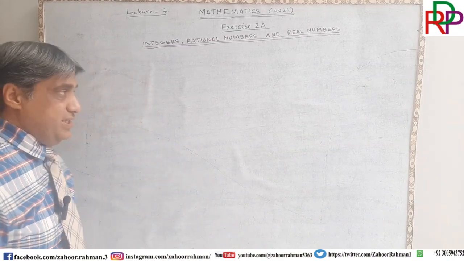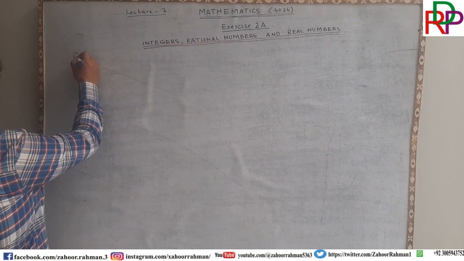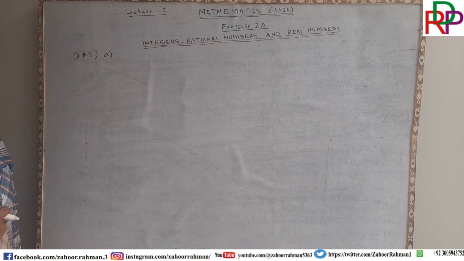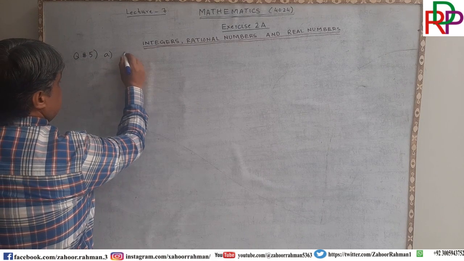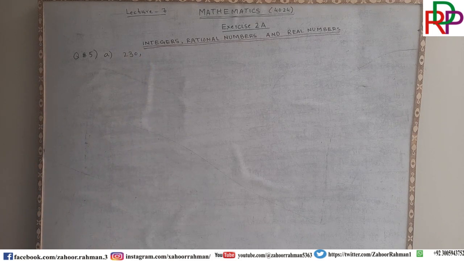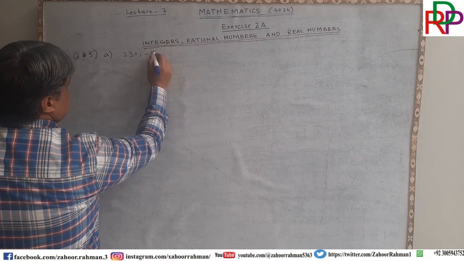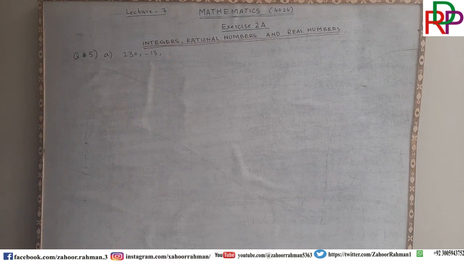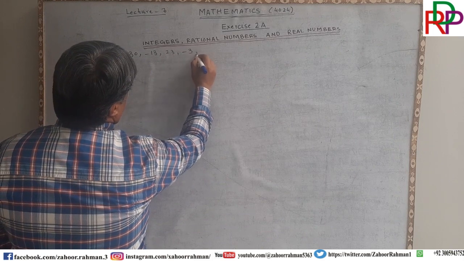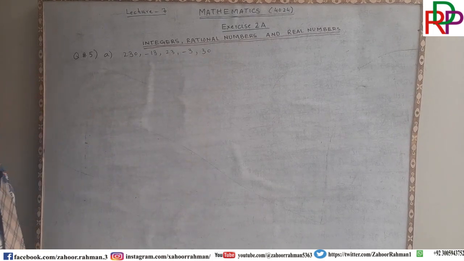Okay, question number 5. In part A, they have given us mixed numbers: 230, minus 13, 23, minus 3, and 30. First of all, we have to arrange these and then we will represent them.